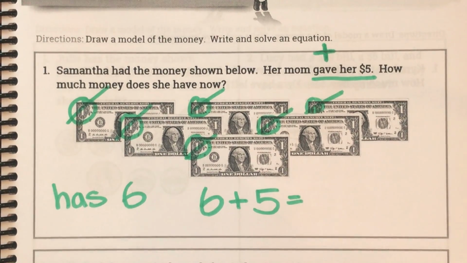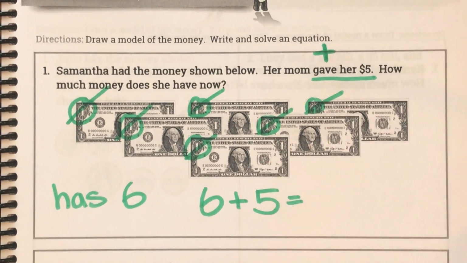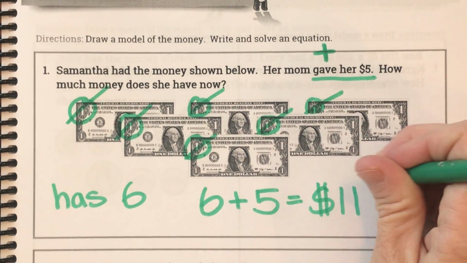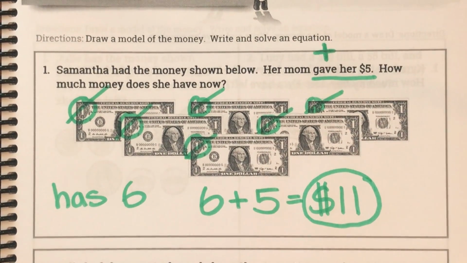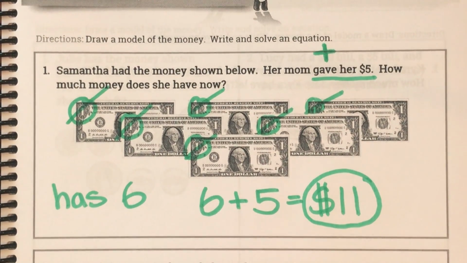And you can count up if you need to. You can say I have 6 and then 7, 8, 9, 10, 11. But she has $11 now. She has $11 now. Okay.